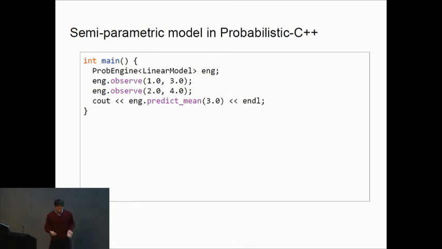Once we've defined this model, we can query it by just creating this prob engine templated on this class. This will let us do most of the things we want. So we can observe some data. Here I observe that x equals 1, y equals 3, x equals 2, y equals 4. And then I can predict the mean response of my model based on these measurements.